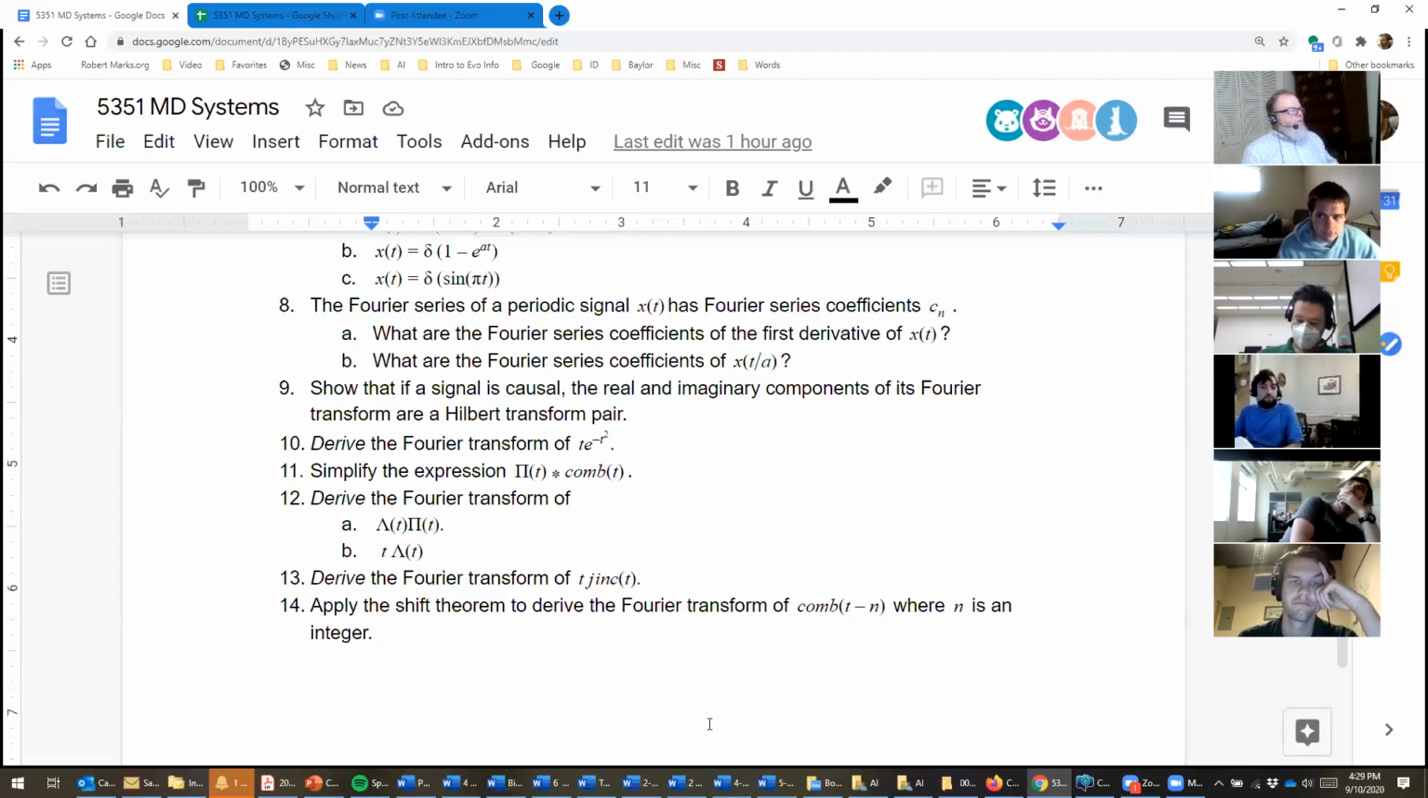Number 12, derive the Fourier transform of the first one, a triangle function times a rectangle function. Now, a triangle function is like this, right? It's kind of a pyramid. If you multiply it by a rectangle, you only get the top of the pyramid, then it comes down. Now, this will require you to apply some ingenuity that you haven't applied yet. And there's a very, very easy way to do this. Does anybody see what the easy way to do this is? If not, you'll think about it this weekend, won't you?